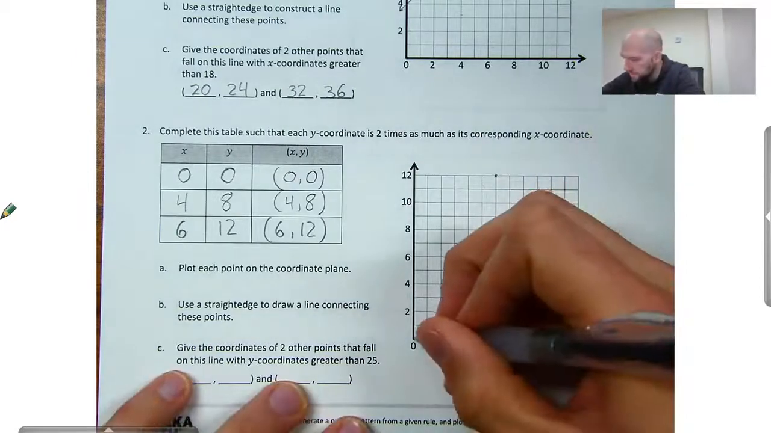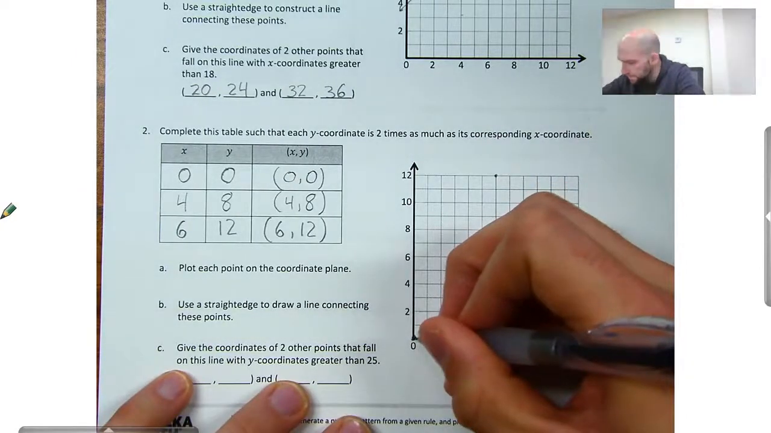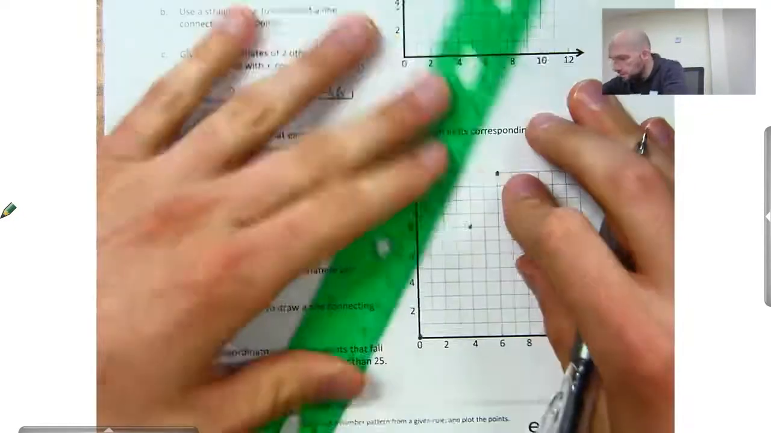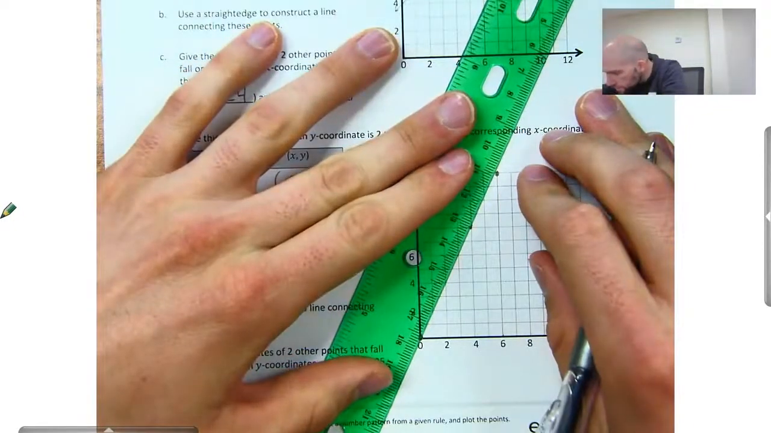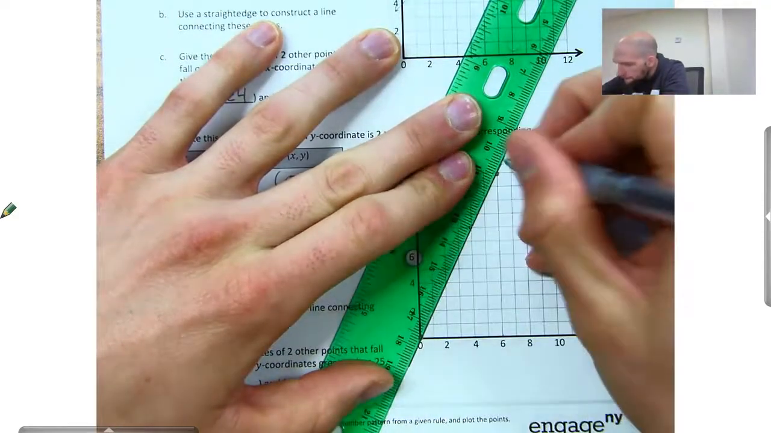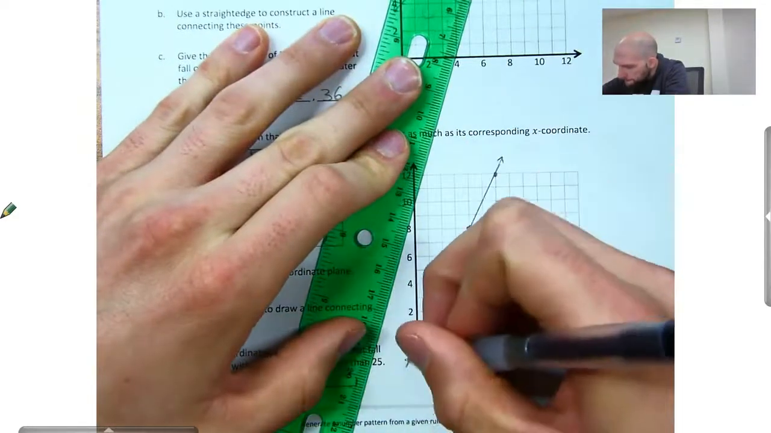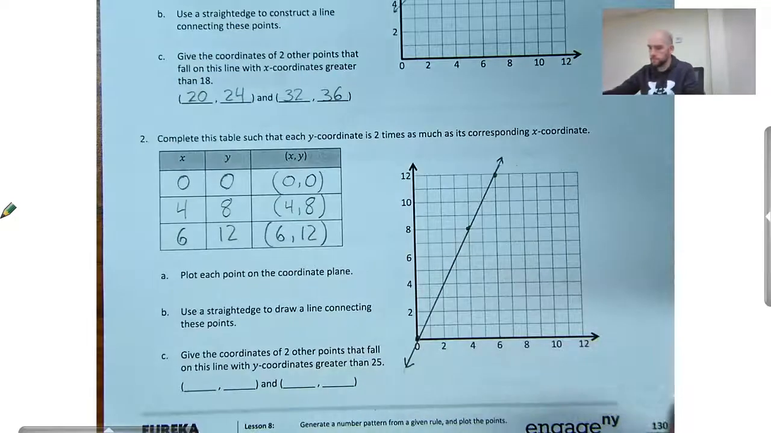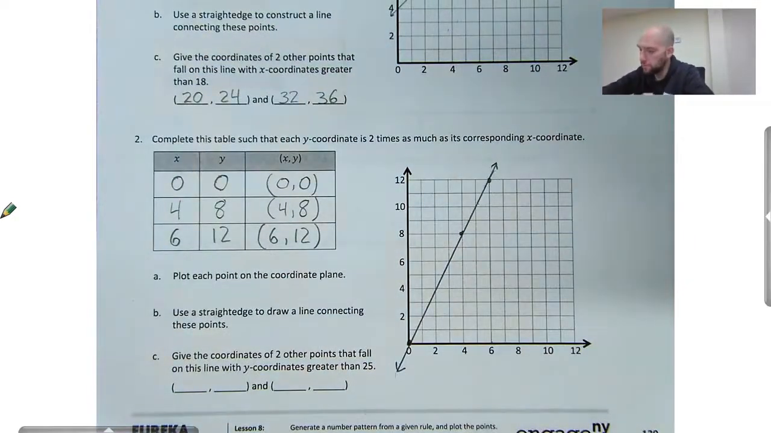So we have 0, 0. We have 4, 8. And we have 6, 12. We can draw a line right through all three of those. And then we need to do two other points that fall on this line with a y-coordinate greater than 25.